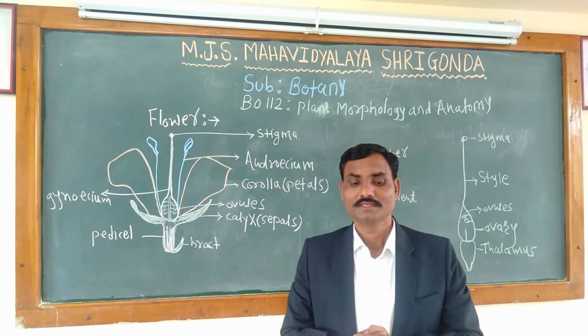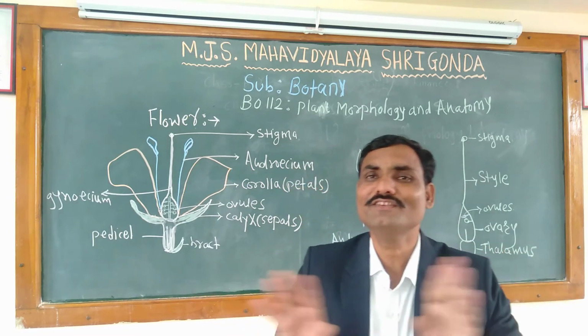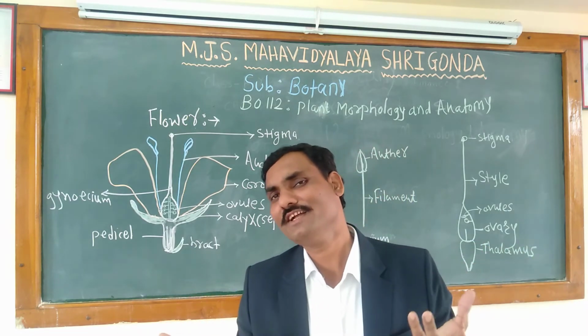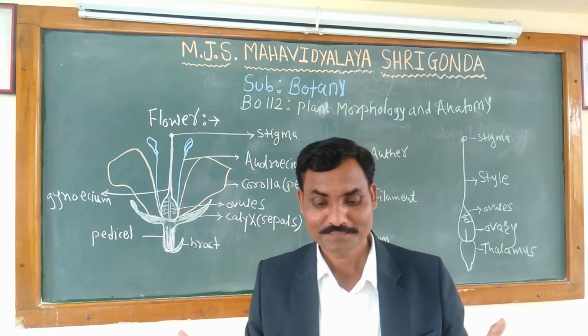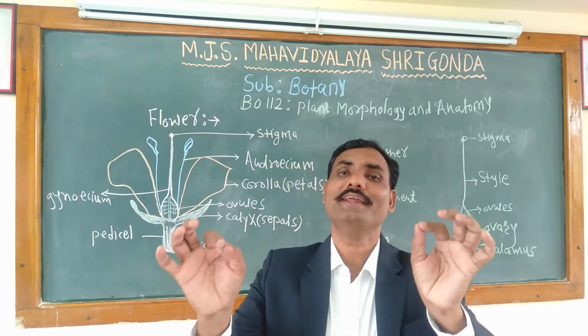Then, if calyx and corolla are not differentiated, if we cannot differentiate the calyx and corolla from each other, then they are collectively called perianth.